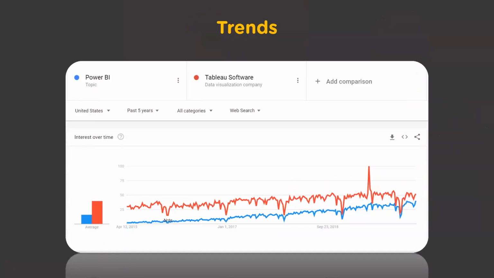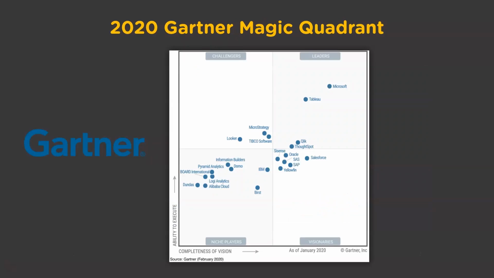Next, on the screen, you can see the Google Trends for both the tools over the last 5 years from 2015 onwards. As you can see, Tableau is a clear front runner and is more popular these days with high search volume. Now talking about the Gartner Magic Quadrant for Analytics and Business Intelligence platforms. So for 13 consecutive years, Gartner has recognized Microsoft as a Magic Quadrant leader in analytics and business intelligence platforms. And it has recognized Tableau as a leader in business intelligence after Microsoft. You can see there are other popular tools such as Qlik, ThoughtSpot, Sisense, Oracle, SAS, SAP, and Salesforce.